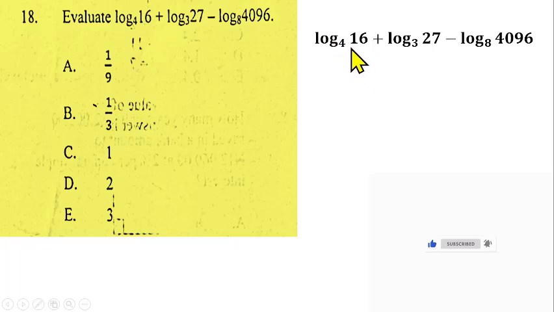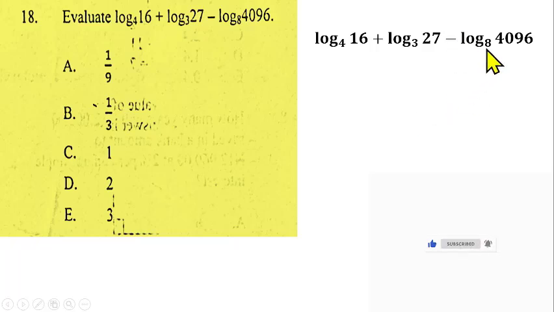Logarithm of 16 base 4 means how many times can you raise 4 to get 16? That will give us 2. So that means log 16 base 4 is 2. Also, log 27 base 3 means how many times can you raise 3 to get 27? And that should give us 3 as well.